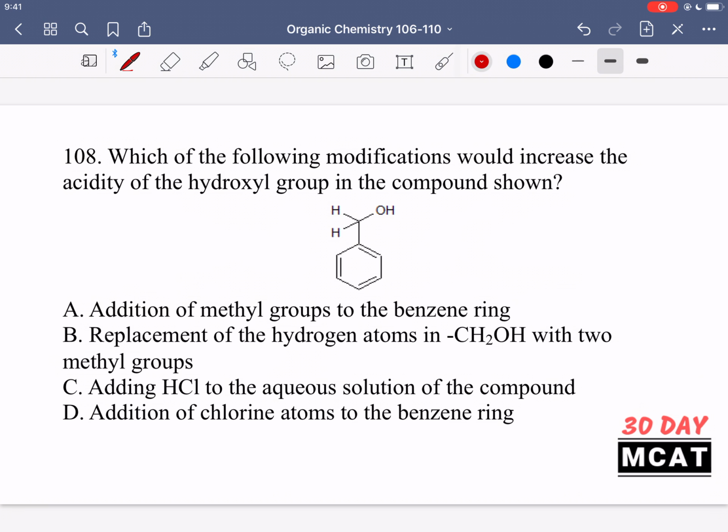In question 108, we're asked which of the following modifications would increase the acidity of the hydroxyl group in the compound shown. We have some modifications going on. We want to increase the acidity. We're talking about the hydroxyl group here. So we want to increase acidity, meaning we want to make it more likely to be deprotonated.